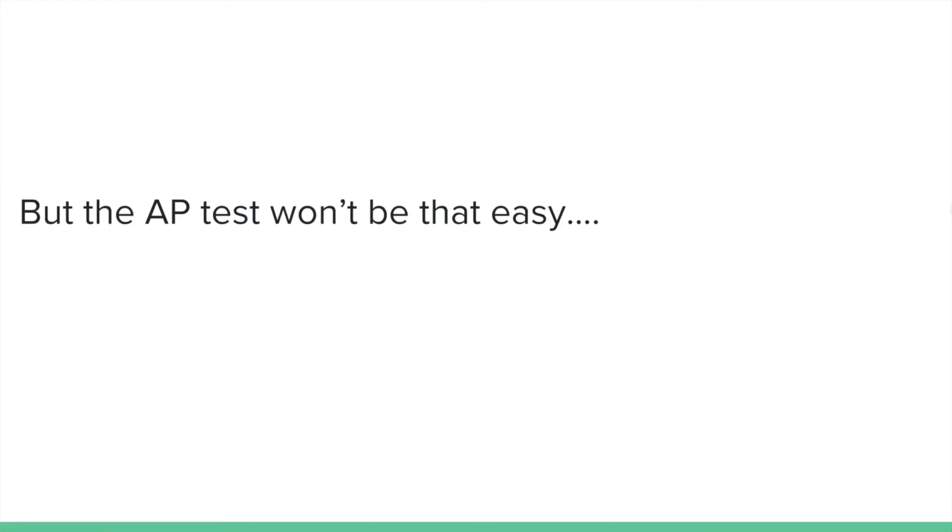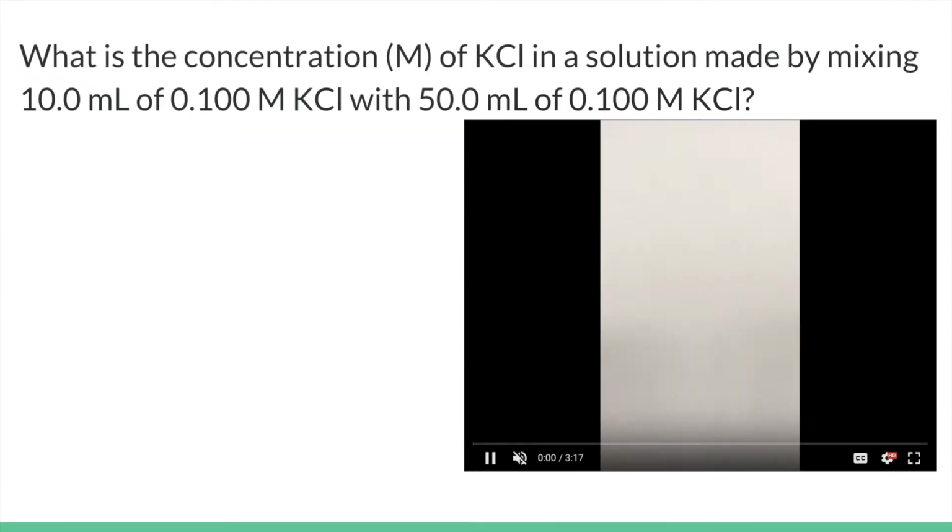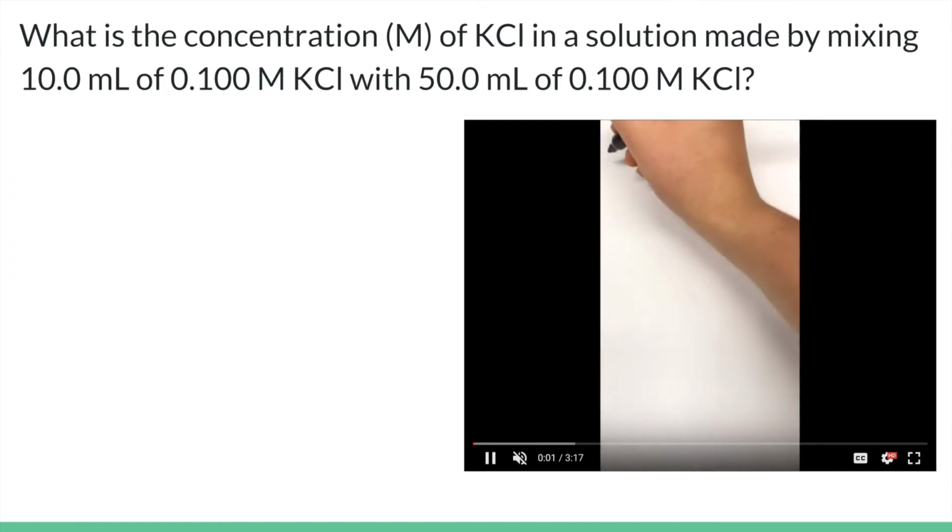Unfortunately, the examples I just showed you are pretty easy, and the AP test isn't actually going to be like that. So for the next few examples, we're going to do real AP test application. The first question asks, what is the concentration of potassium chloride in a solution made by mixing 10 milliliters of 0.1 molar potassium chloride with 50 milliliters of 0.1 molar potassium chloride? So basically, we're just mixing different volumes of the same substance.